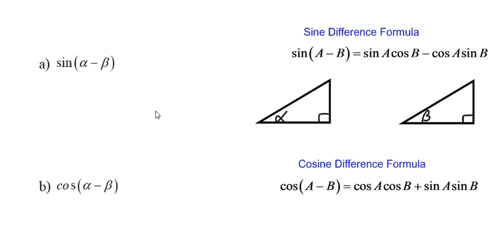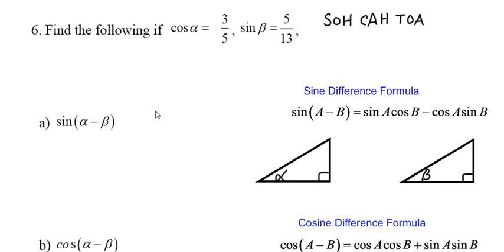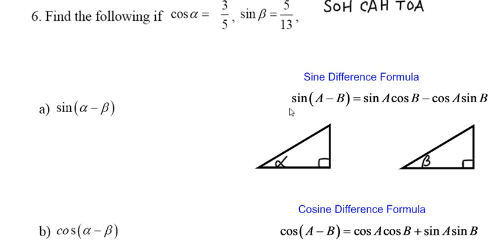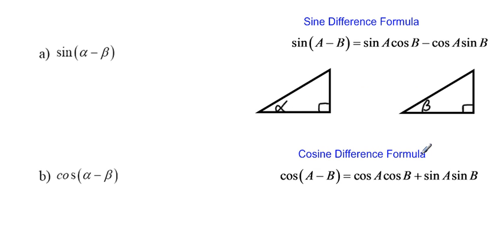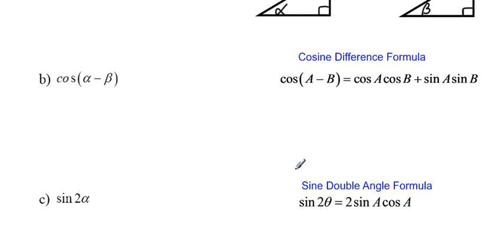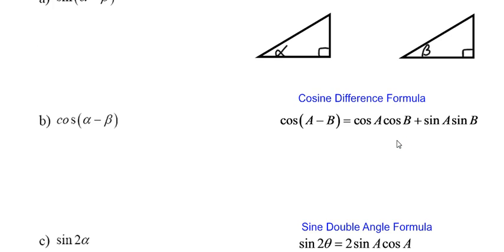Now, I've already written down a few things that we will need in order to solve this problem. One thing we'll need is the ratio SOHCAHTOA, which gives us our trig ratios. The next thing we'll need is the sine difference formula. We will need the cosine difference formula also, and finally the sine double angle formula.